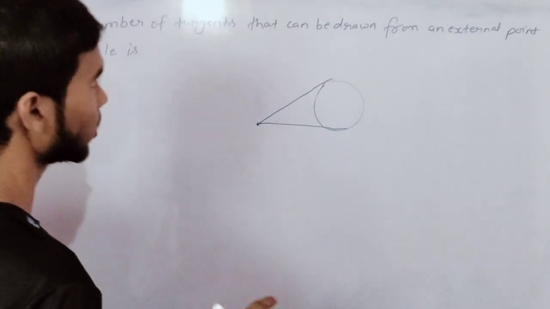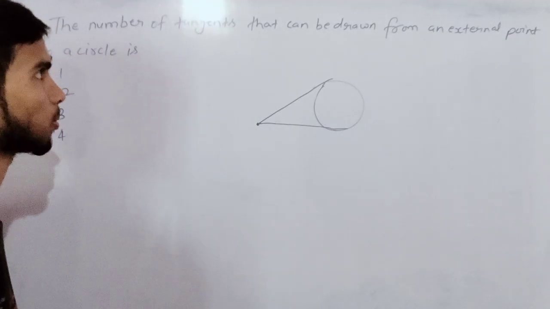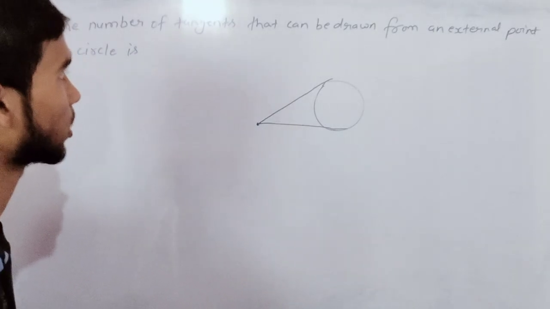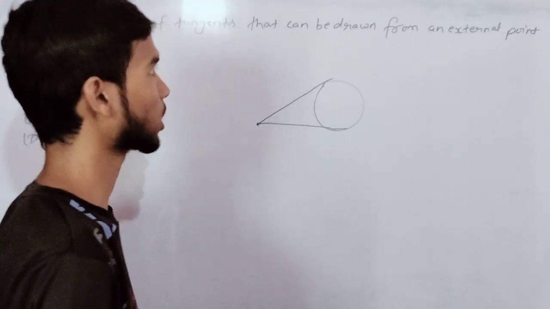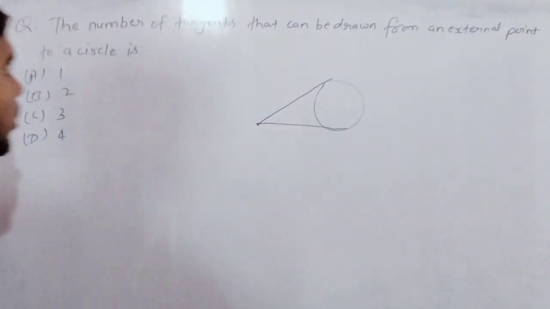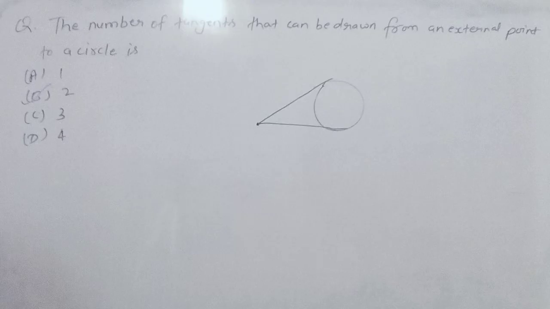Now, if the point is external, from that external point, one or two tangent lines can be drawn. So the answer would be B. Answer would be B. Next question.